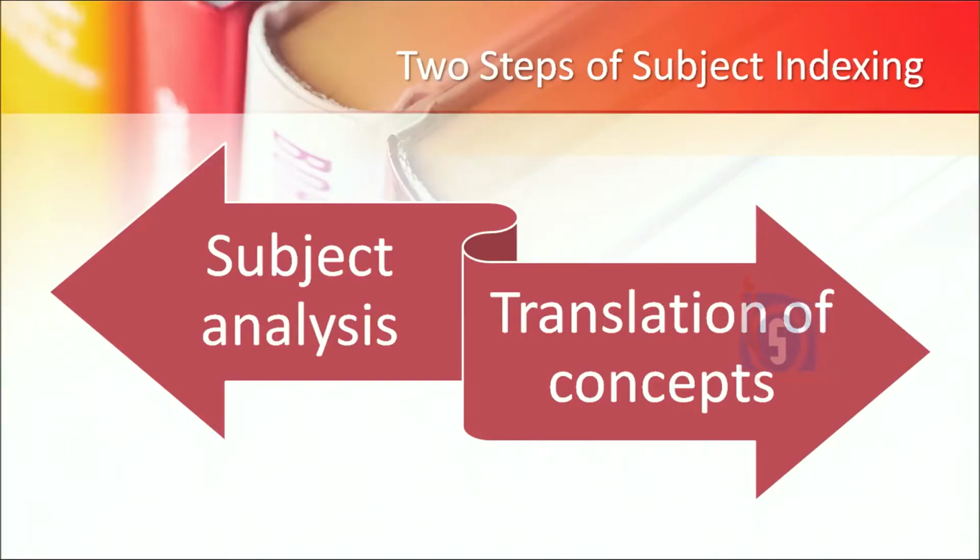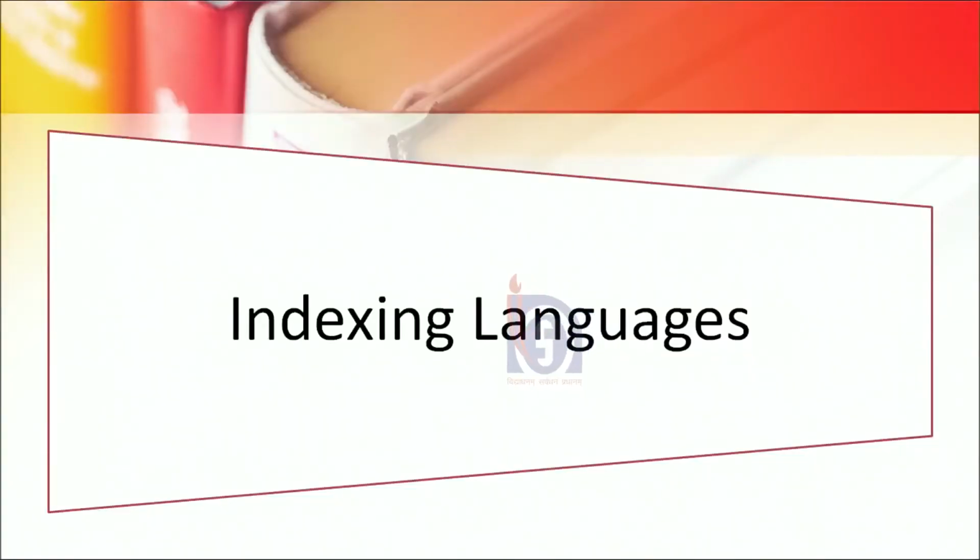Now we will discuss subject of subject indexing. Subject analysis to generate concepts that describe the documents, and translate of concepts include controlled vocabulary for retrieval. Now we will discuss about the indexing language. As discussed earlier, when the librarians apply subject approach to information, they are confronted with the difficult task of subject indexing. They have to deal with the complexity, variability, and richness of natural language of document.